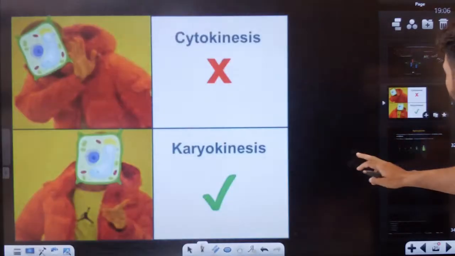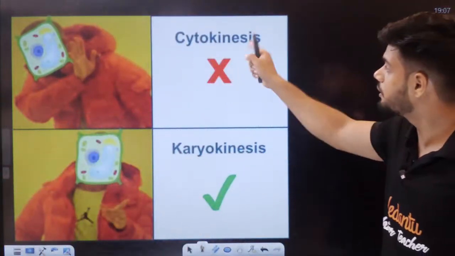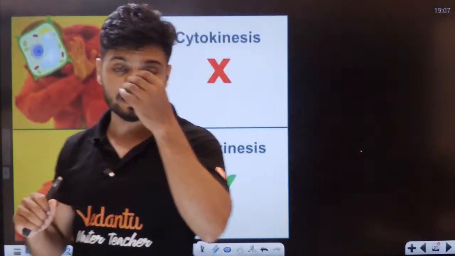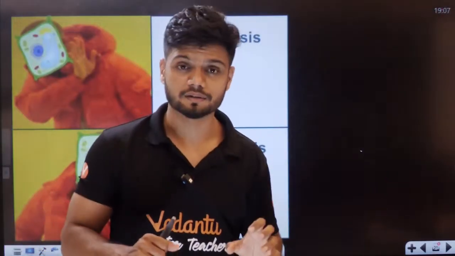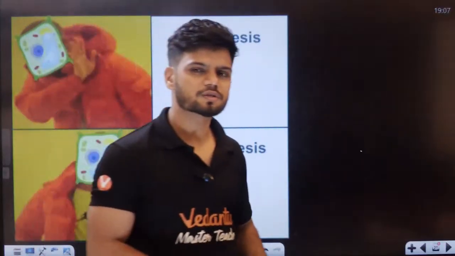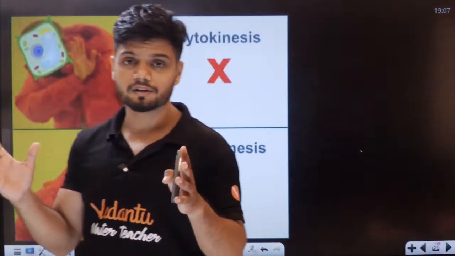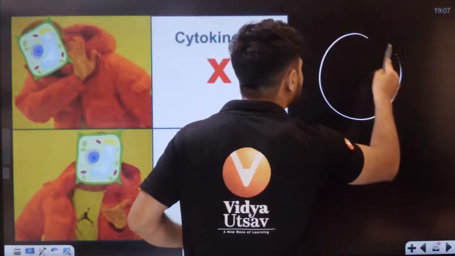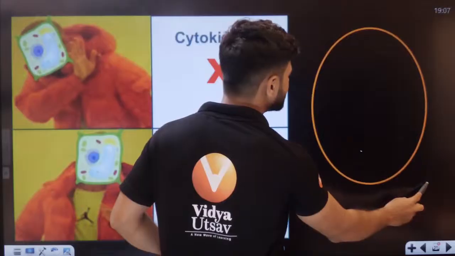Okay, students. Now, what do you think will happen if the cell is doing only karyokinesis but not cytokinesis? The nucleus is continuously dividing, but the cytoplasm is not dividing. Cytoplasm is just chilling there. What do you think will happen, students? Anyone? If there is karyokinesis, the nucleus is dividing, but the cytoplasm doesn't divide. Just try to imagine, this is one cell right now.